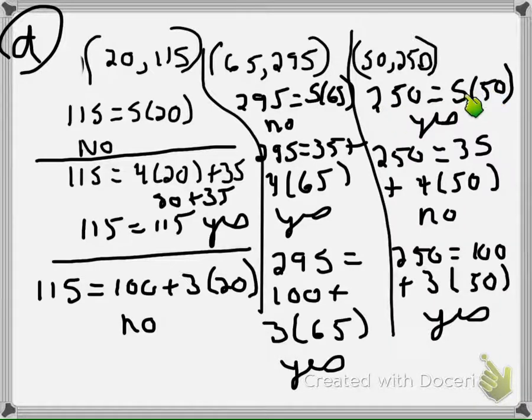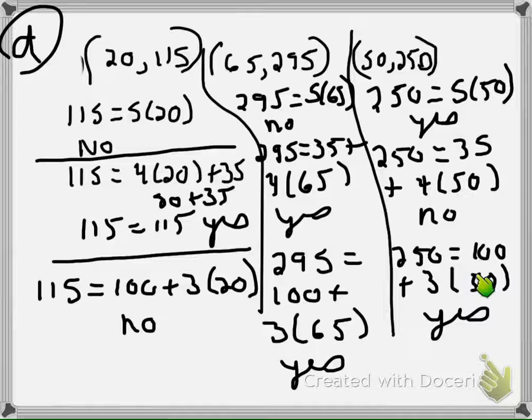5 times 50 is 250, so that means that 50, 250 does lie on the line for Rollaway. And down here, 4 times 50 plus 35 is not equal to 250, so then that means that the point 50, 250 does not lie on the line for Wheels to Go.